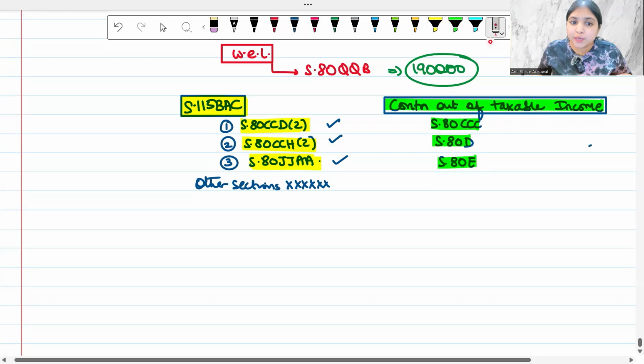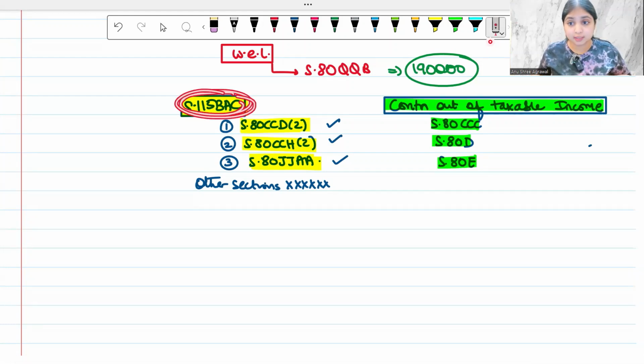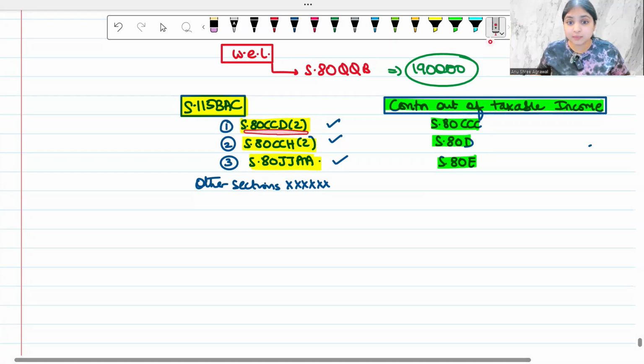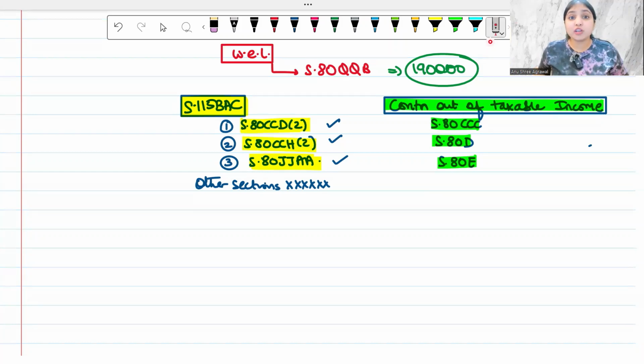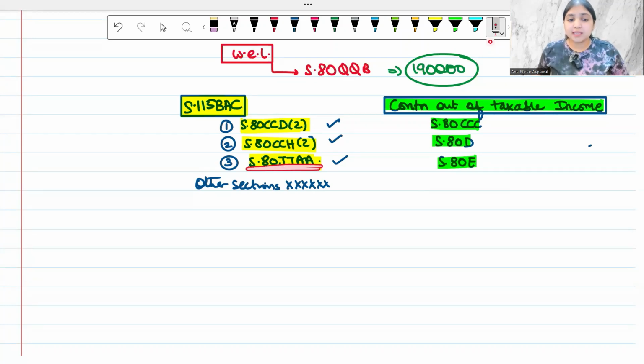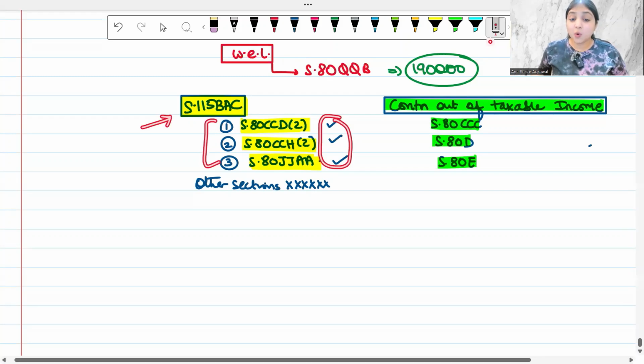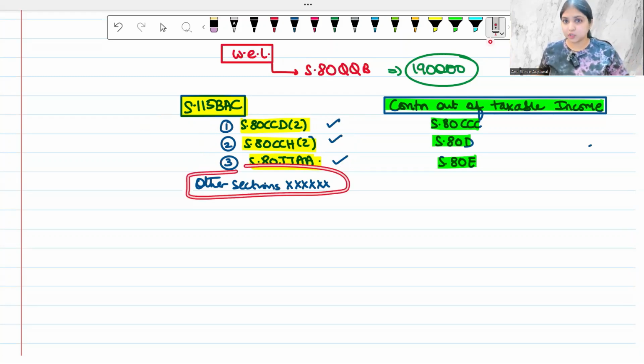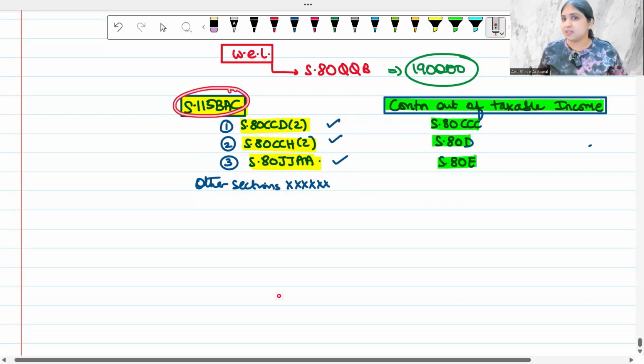If your assessee is following 115BAC, that is the default provisions, then 80CCD subsection 2, remember employer's contribution to NPS, then 80CCH subsection 2, the central government's contribution to the Agnipath Corpus Fund, and 80JJAA, the section that we just saw. These 3 sections the assessee will be able to enjoy if the assessee is following 115BAC. But all the other sections, the assessee will not be able to enjoy. Alright, so if the assessee is following 115BAC under chapter 6A, only these 3 sections the assessee will be able to enjoy. And one final point, one small point only, be careful about this.